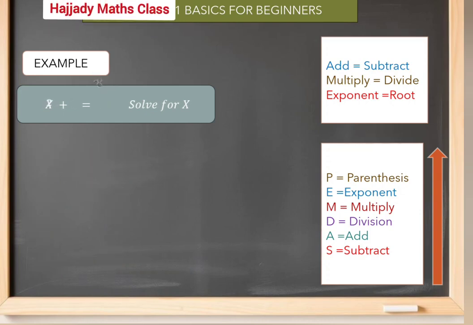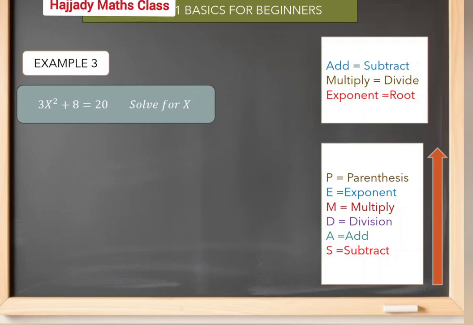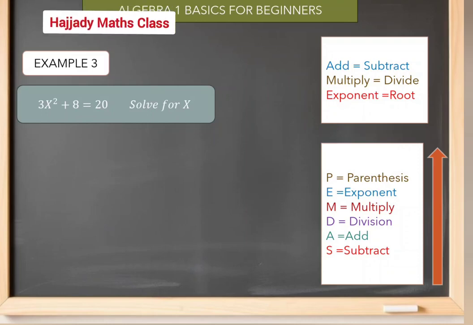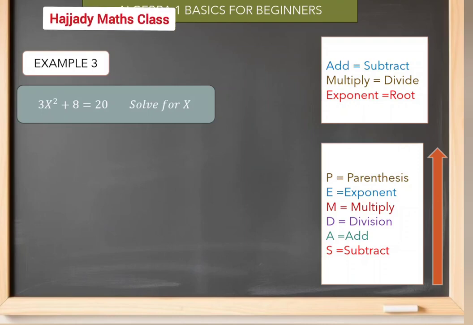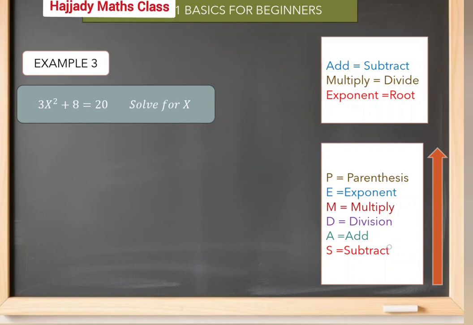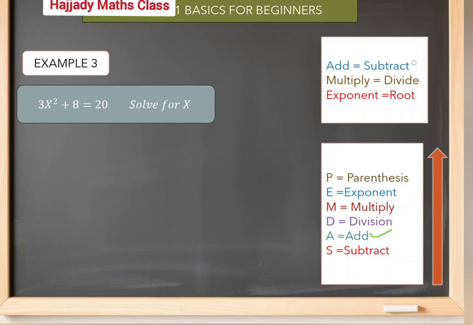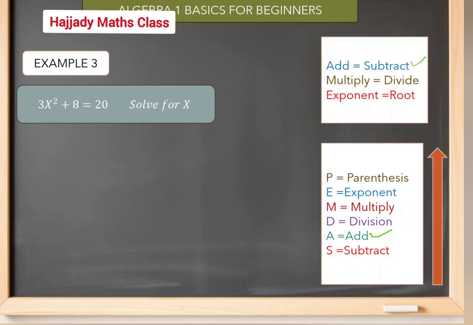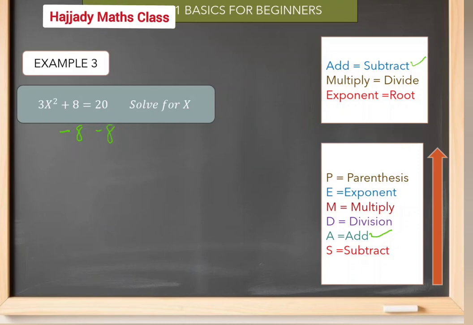Example 3. In example 3, we have 3 operators. The first one is plus 8. The second one is the 3 multiplying the variable x. And the third one is the square on the x. We're going to use the same approach to do it. The first question is, do we have subtraction? No. Do we have addition? Yes. If you have addition, you introduce subtraction. That is, you subtract 8 from both sides.